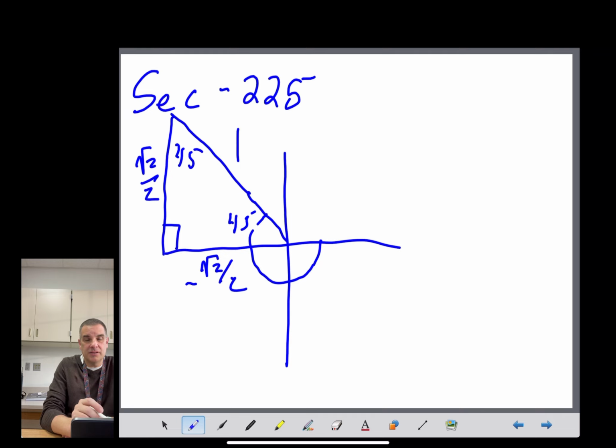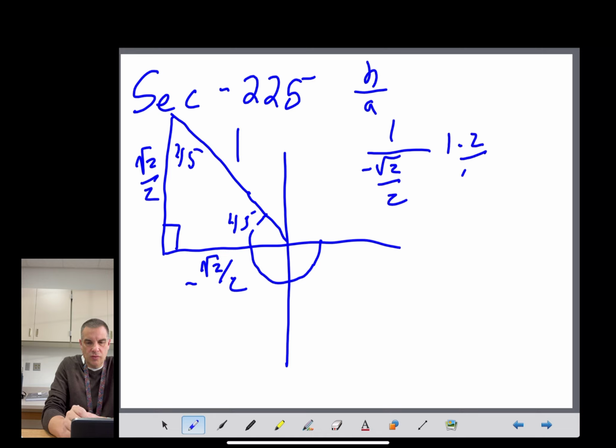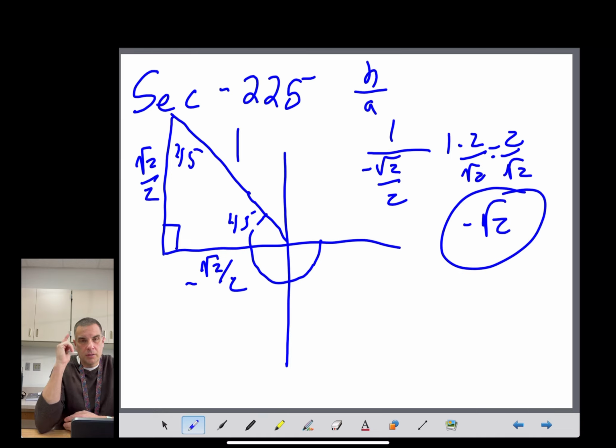Secant is the opposite of the cosine, so it's hypotenuse over adjacent. So that's 1 divided by the negative square root of 2 over 2. So that's 1 times 2 over the square root of 2, which is 2 over the square root of 2, which we've done a lot now. So that's just going to be the negative square root of 2.